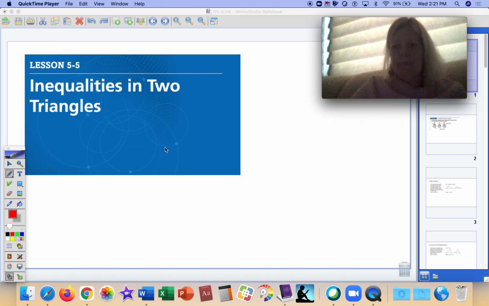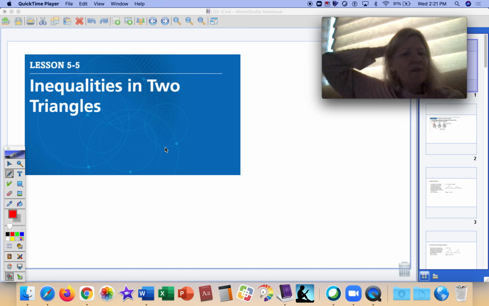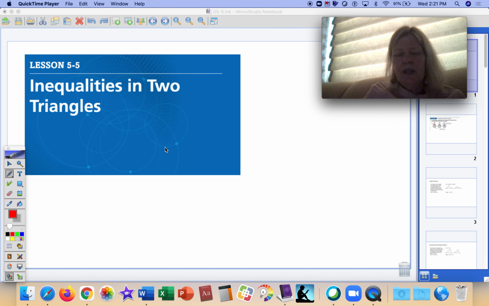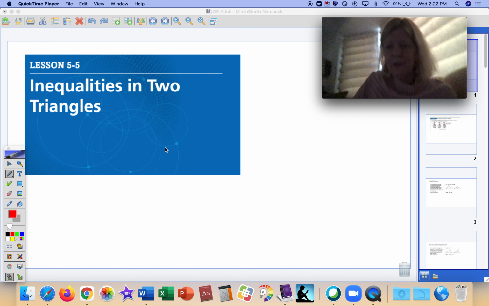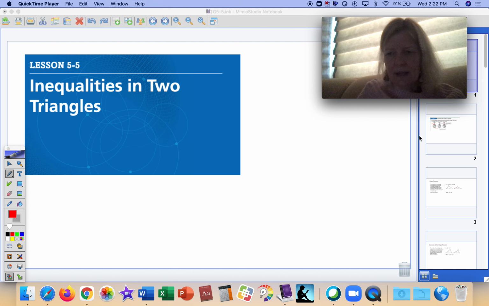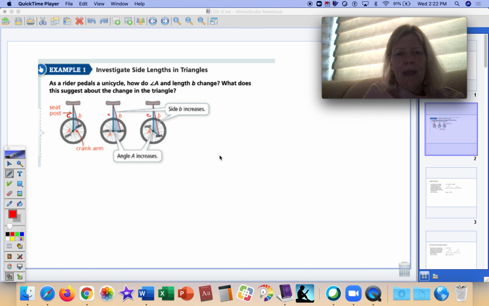Hello, geometry class. Okay, today we're going to cover section 5.5, which is about inequalities in two triangles, compared with section 5.4, which was inequalities in just one triangle. All right, so let's look at this first example here. They have a picture here of a unicycle.